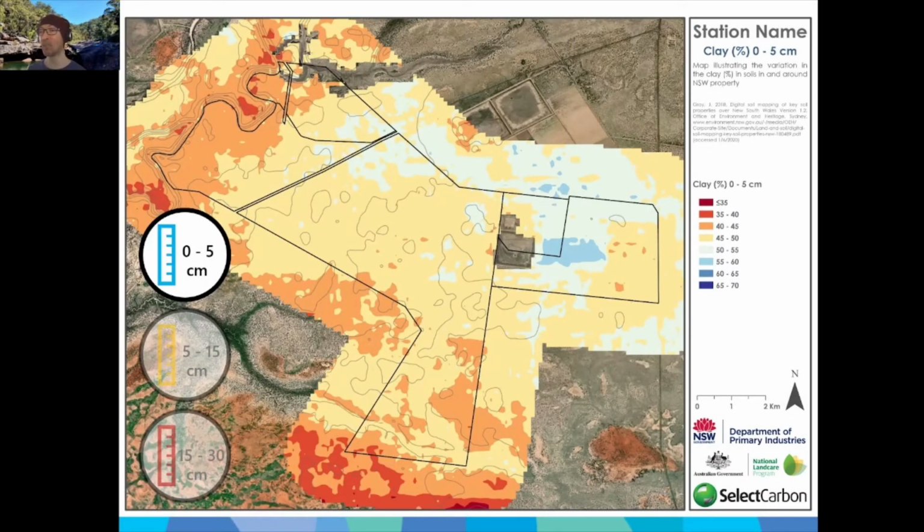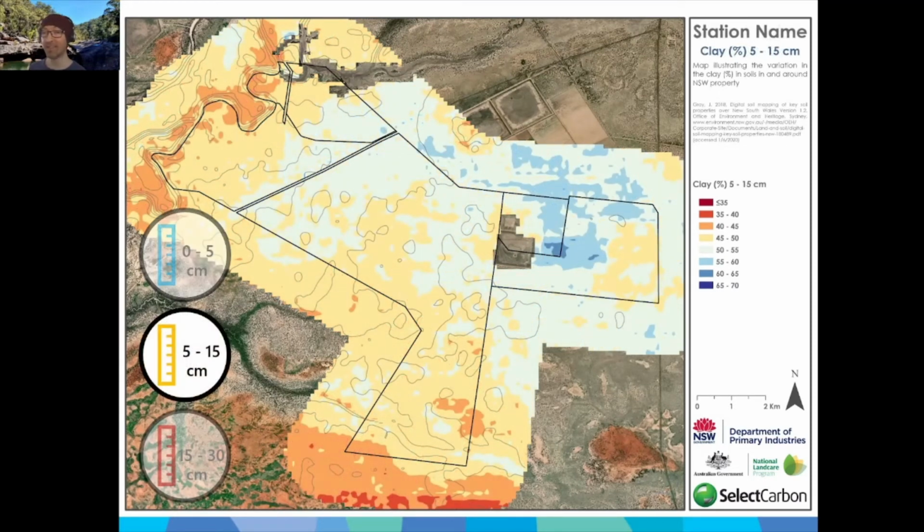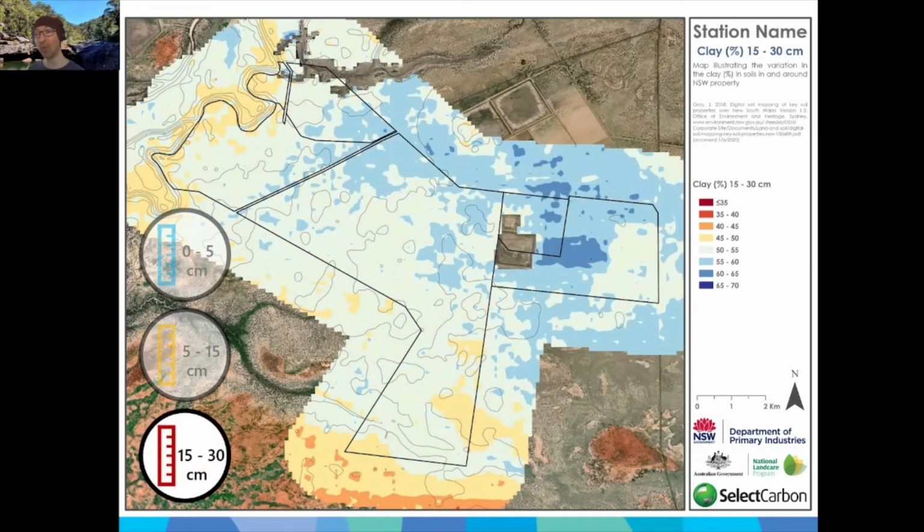Next, we have our map showing percentage clay content. Clay is heavier country and sand is lighter country. Clays are negatively charged, so they hold on well to those positively charged cations I just mentioned. Now, in heavy clay country, it can take more water to wet out the soil, but the soil will remain wetter for longer. So this is just a good point to keep in mind.